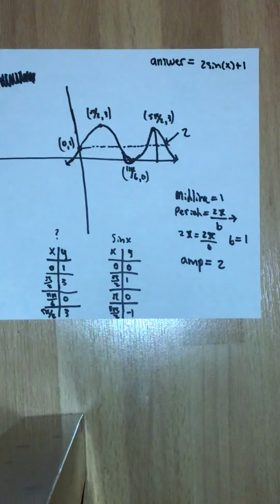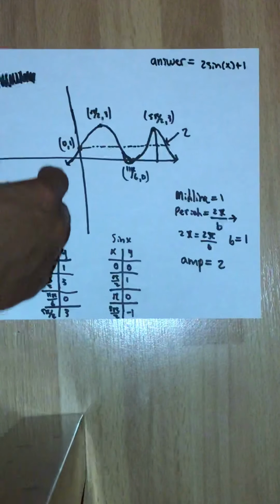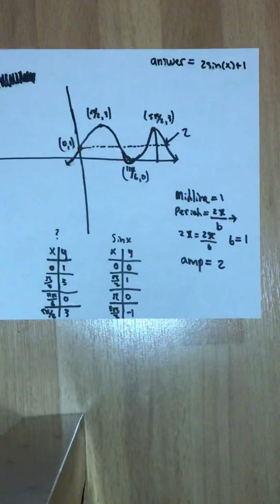You're given a sine function or a cosine function on a graph with these points given. The first thing I identified from this graph was that the starting point was (0, 1). So I knew it was going to be a sine graph with a vertical translation of 1 unit up.